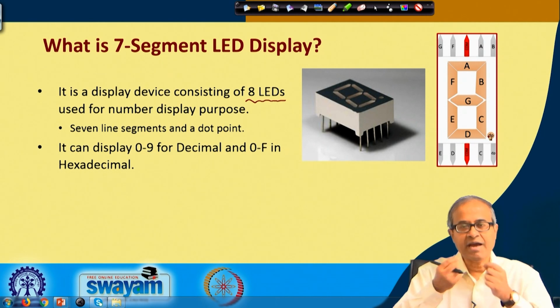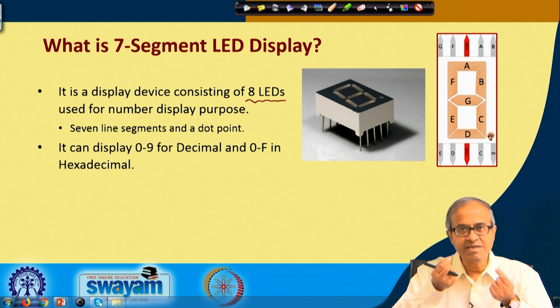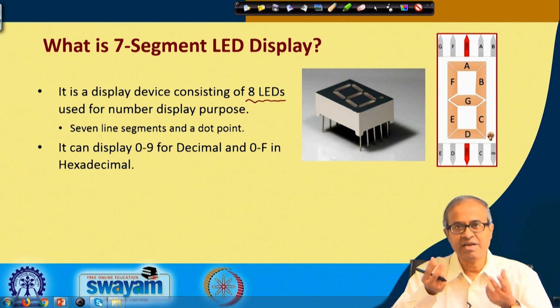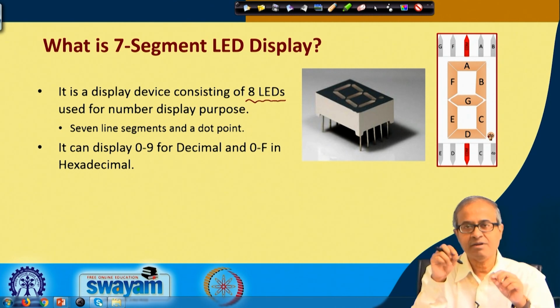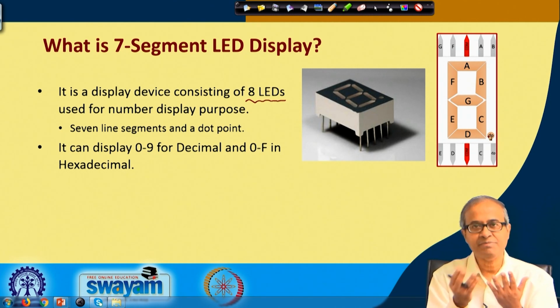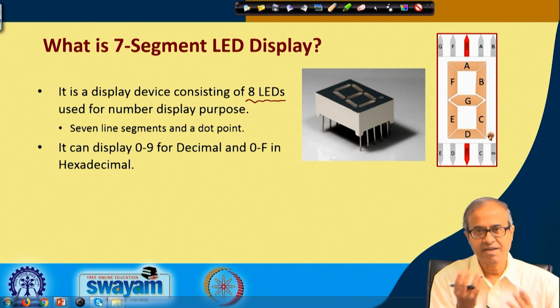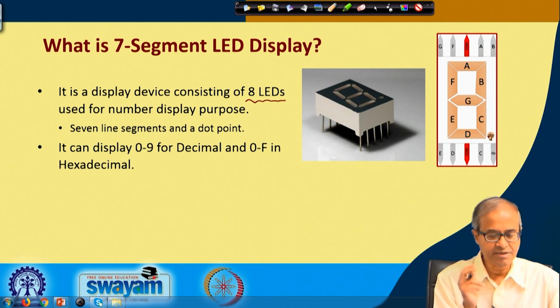By suitably activating these individual segments, which are all light emitting diodes or LEDs shaped in the form of a bar, by glowing or not glowing them selectively, you can display any arbitrary numeric character, right.